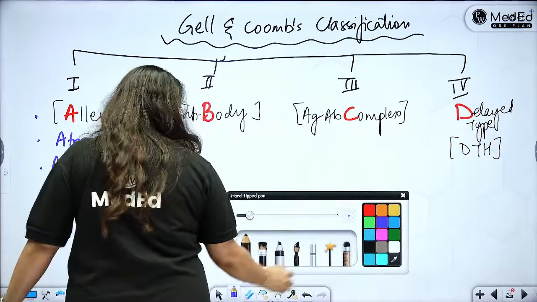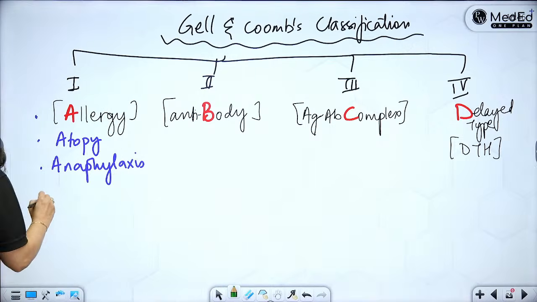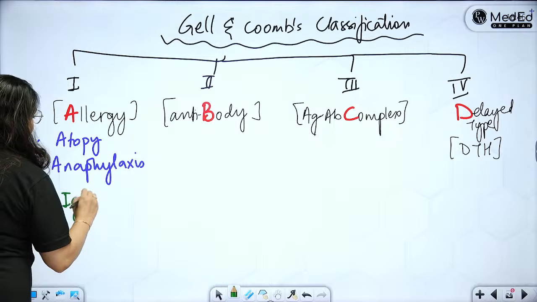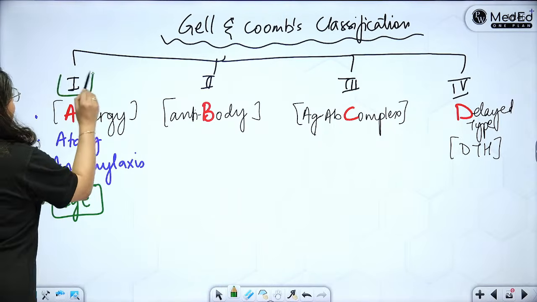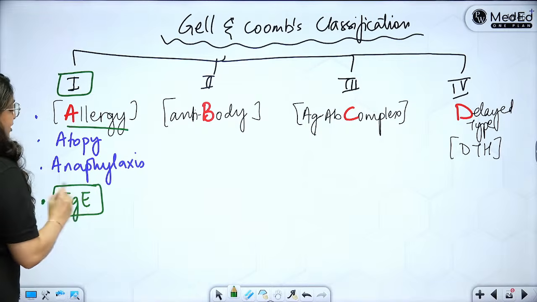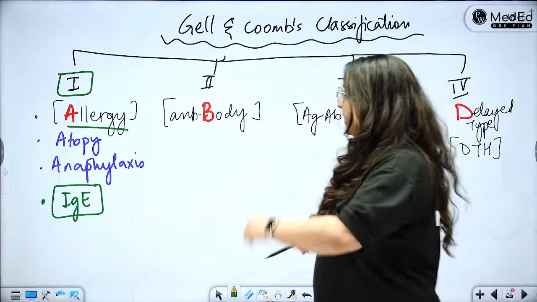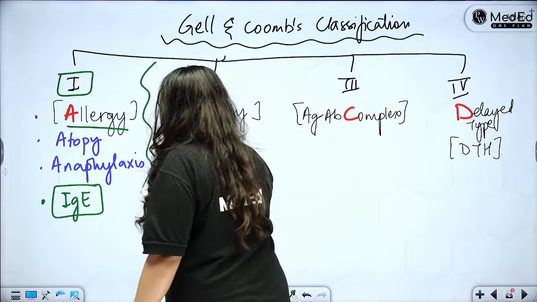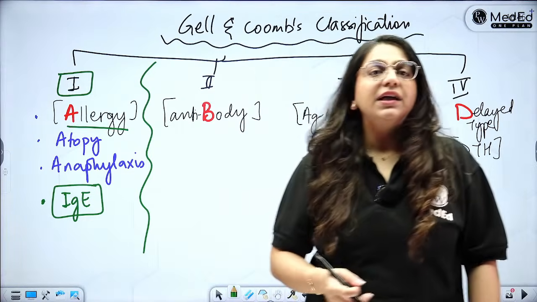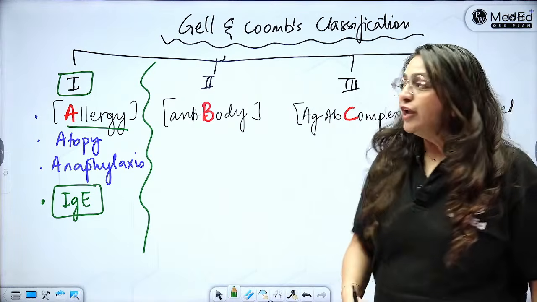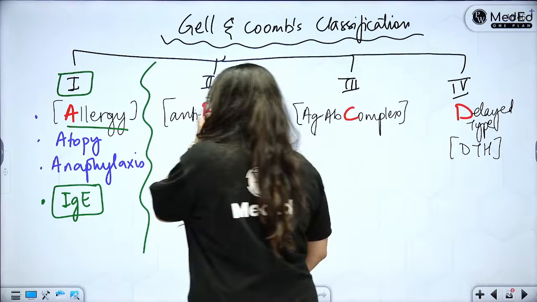So what is the main antibody involved in type 1 hypersensitivity reaction? It is IgE mediated, right? So type 1 hypersensitivity reaction is allergy, which is IgE mediated, all right? Now you have antibody. What does antibody do? Antibody causes cell lysis, that is cytotoxic. So this is antibody mediated response, which is cytotoxic response.